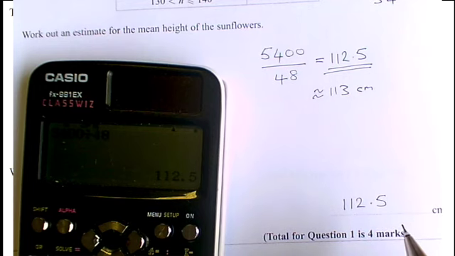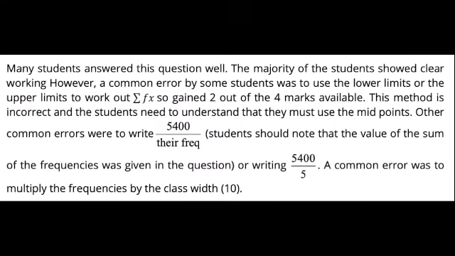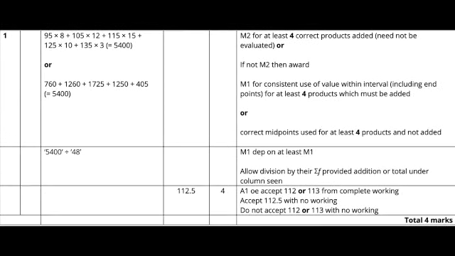So let's have a quick look at the examiner's report. And you can see that a lot of people added up the 5,400 correctly, but they didn't understand that they had to divide by the number of flowers. They divided by the number of groups. So that's what's gone wrong there. Okay, and as for the mark scheme, you can see that you've got M marks, so there's an A mark. So you can't get the accuracy mark if you haven't used the correct method, the M mark.